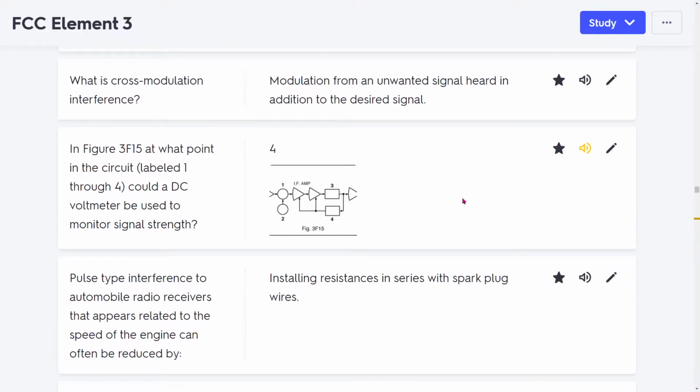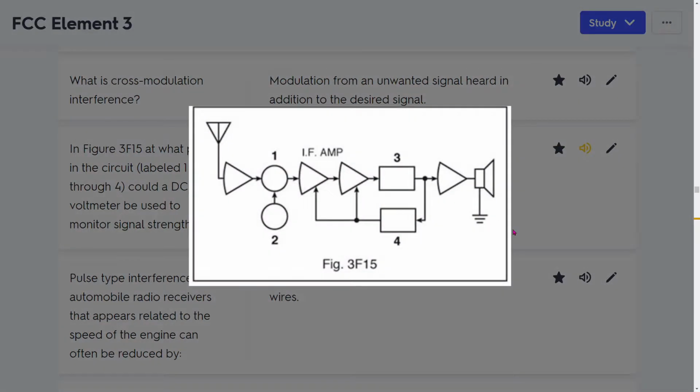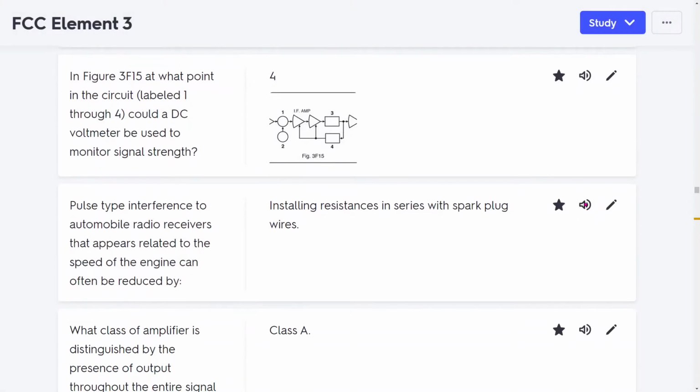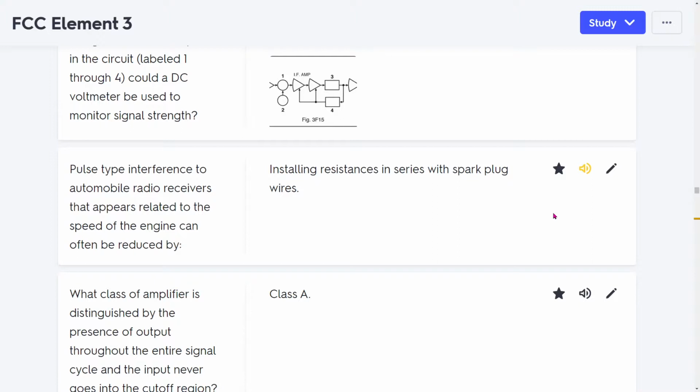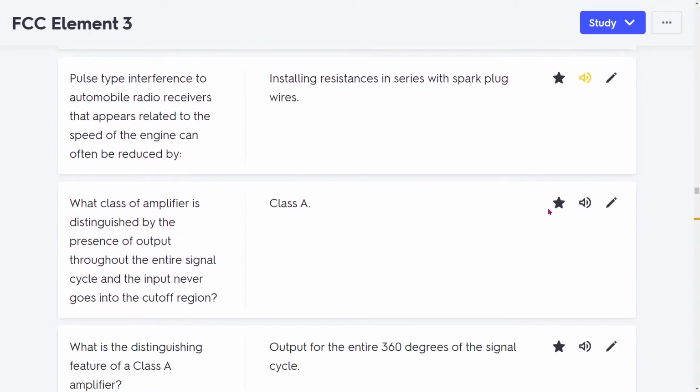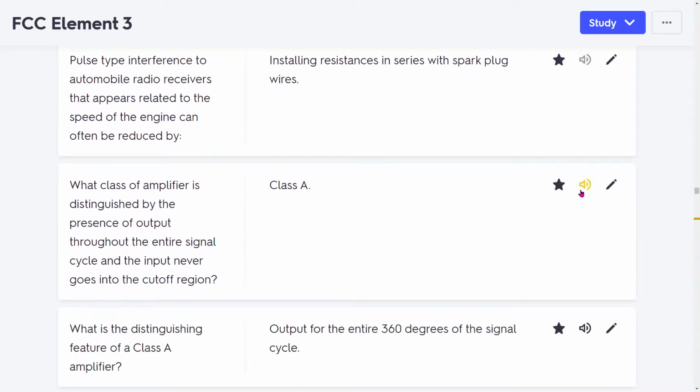In Figure 3F15, at what point in the circuit could a DC voltmeter be used to monitor signal strength? 4. Pulse-type interference to automobile radio receivers that appears related to the speed of the engine can often be reduced by installing resistances in series with spark plug wires.